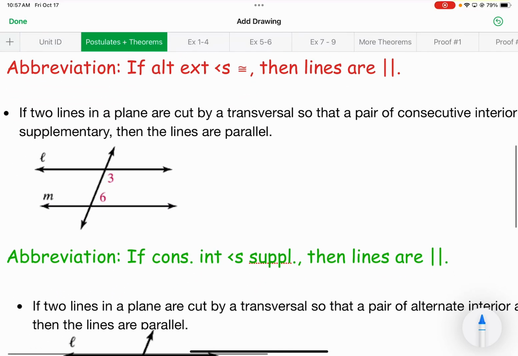All right, and then for consecutive interior, those angles weren't congruent though. They're supplementary, right?